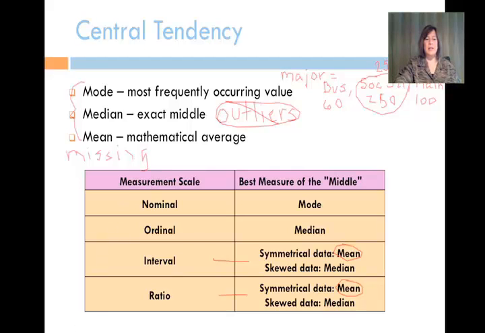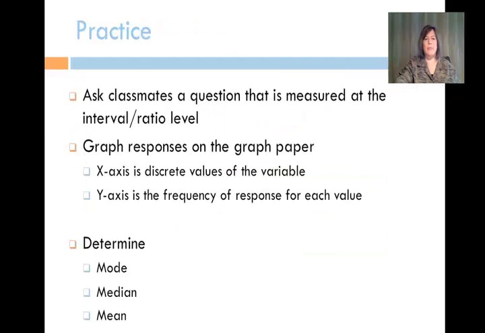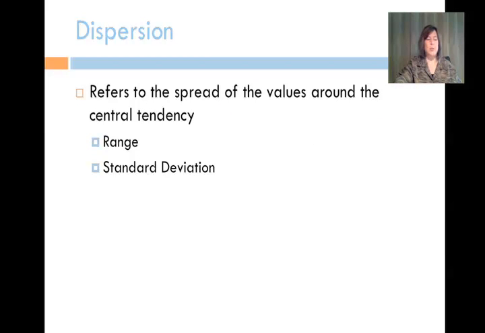Okay, let's talk about the next descriptive statistics for one variable, and that is dispersion. Dispersion is the spread of the values around the middle. It's the spread of the values around the central tendency. And the two statistics are range and standard deviation. The range is simply the high point minus the low point. Here's the high point in your set of scores, and this is the low point. And the range is just the high point minus the low point.